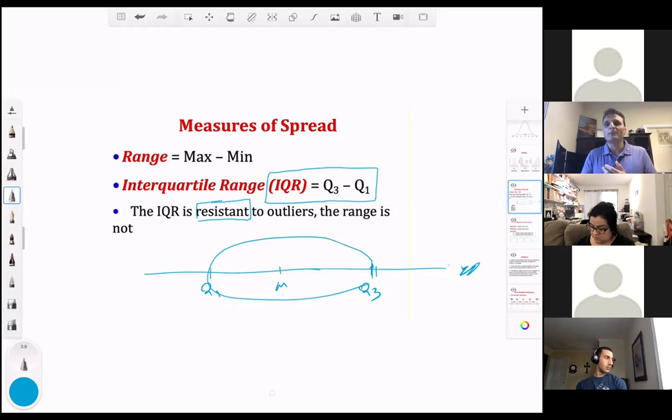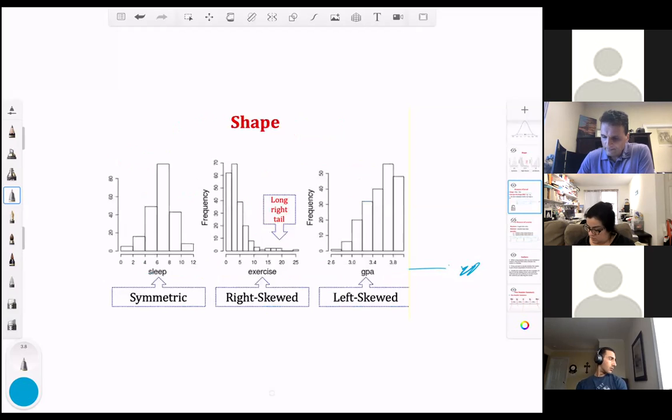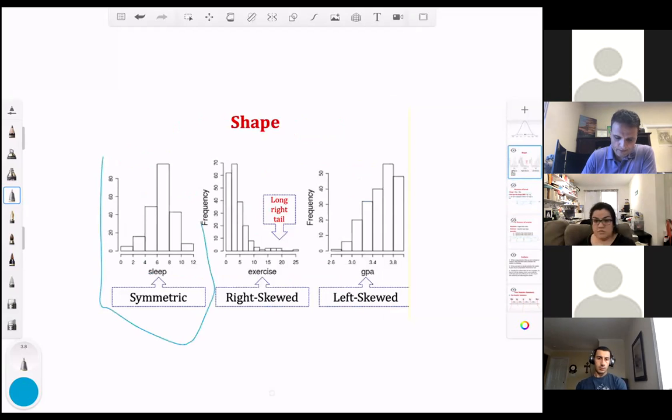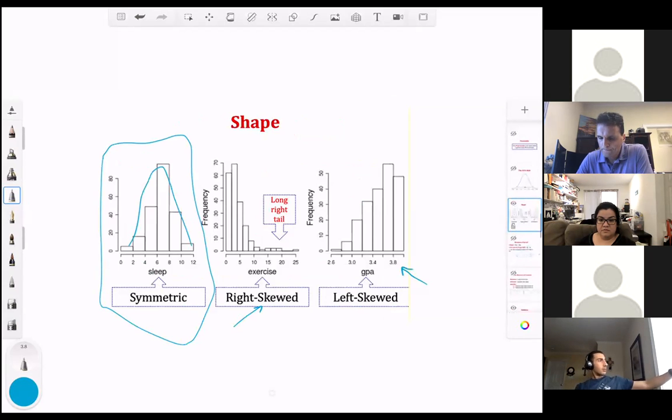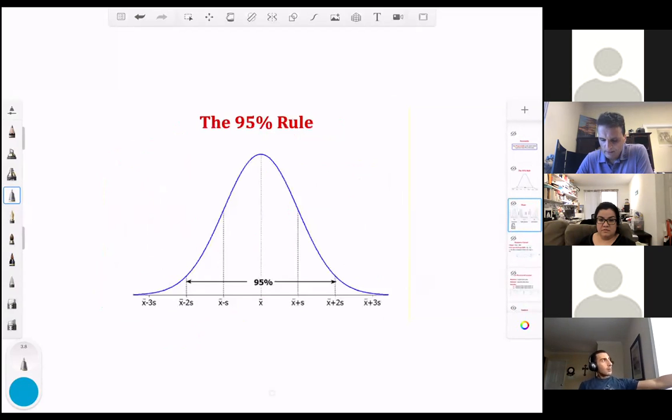We also talked about the shape of the data when graphing it. For example, is it shaped like this, which in this course, most of the time, the question is symmetric, like a bell shape. This is right skewed, and that's left skewed. That's the bell shape.